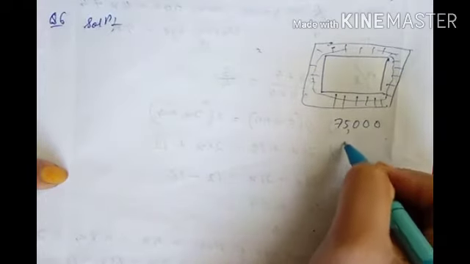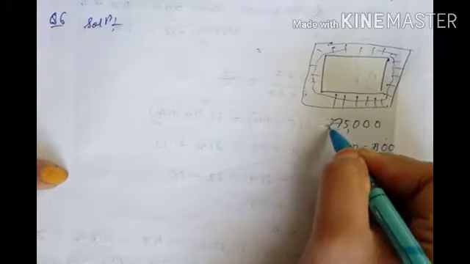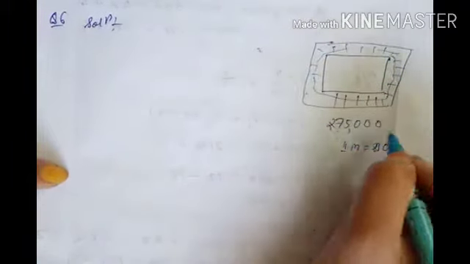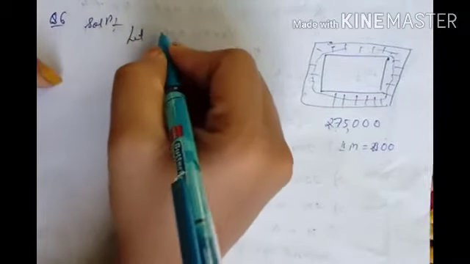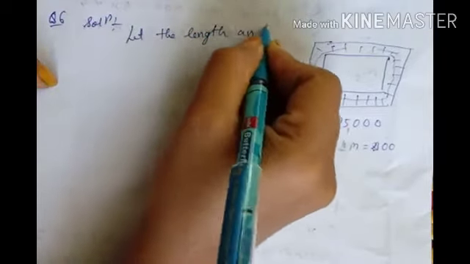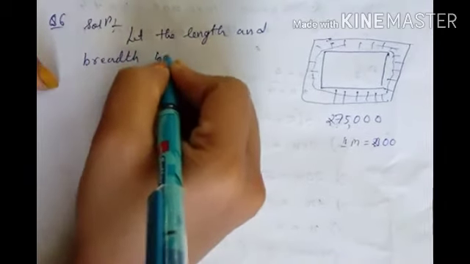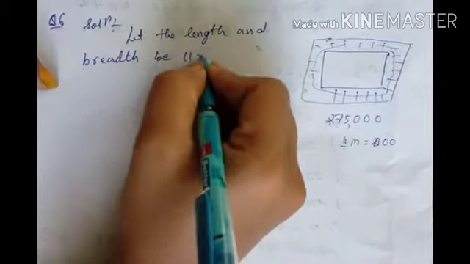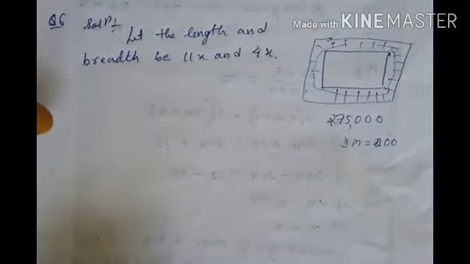75,000. And for 1 meter, what is the cost? 100 rupees. For 1 meter it is 100, and total expenditure is 75,000. And their length and breadth ratio is given how much? 11:4. So let the length and breadth be how much? 11x and 4x. Okay, 11x and 4x.